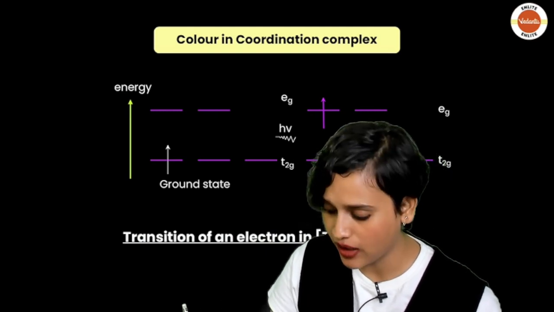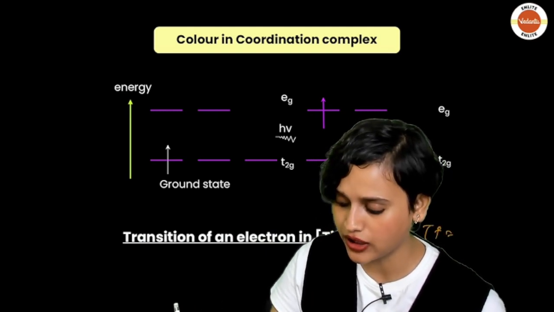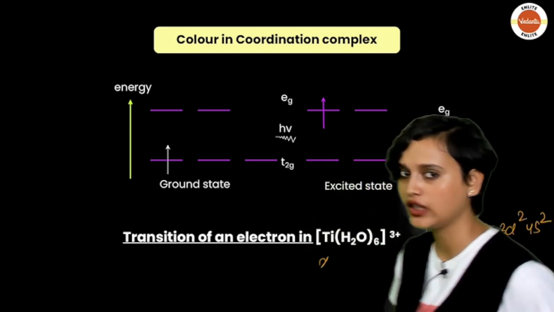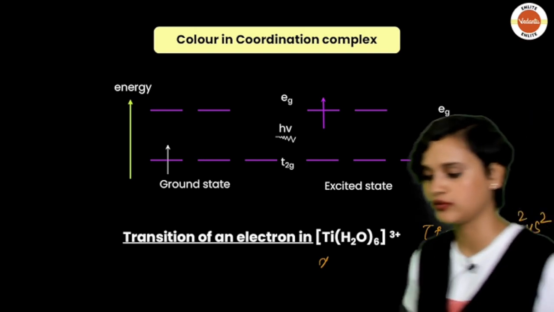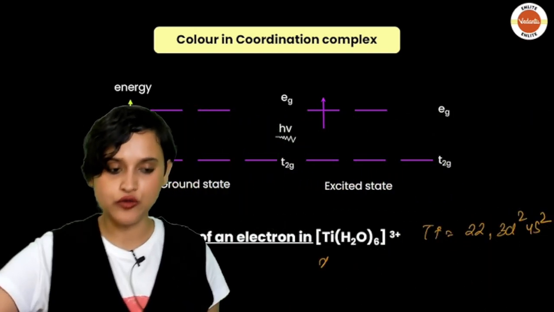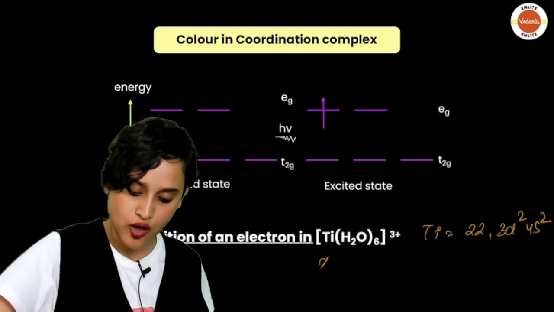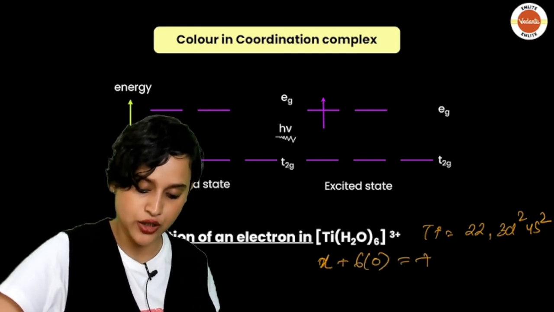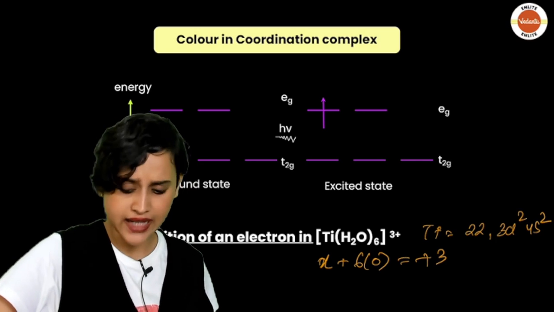Titanium has an atomic number of how much? Titanium has an atomic number of 22. That means 3d2, 4s2. If it is 3d2, 4s2, my dear students, now for Ti, check it out: x plus 6 multiplied with 0 is equal to plus 3. That is the oxidation state.